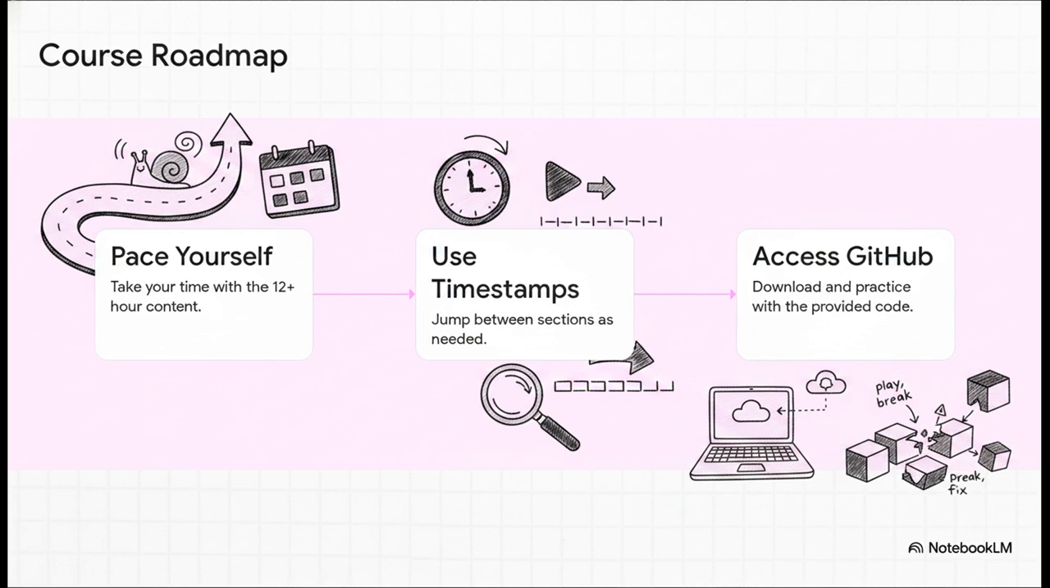Your brain absolutely needs that time to absorb the logic. Step 2, be strategic. Use the provided video timestamps to jump around. Review the concepts you find tricky, or just skip ahead if something already clicks for you. And step 3, you cannot learn how to code just by watching. You have to access the provided GitHub link where all the example code is stored. Download it, play around with it, break it, and then try to fix it. Because getting your hands dirty, that is how real learning actually happens.